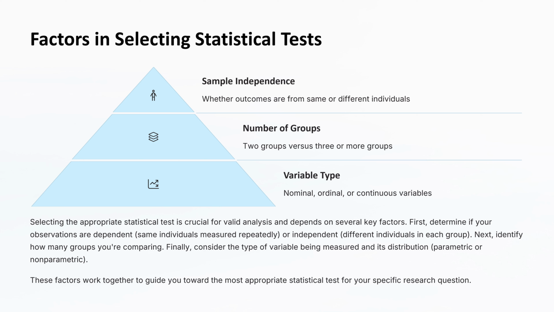You're going to figure out, are the samples independent? Okay, are they from different individuals, or are they paired? Are they from the same individual? How many groups are there that you're comparing? And then what's the variable type? So we learned about variable types in the previous lecture. So this is where it comes in, and it's key and it's really important. So these three factors will help you figure out which statistical test to choose.